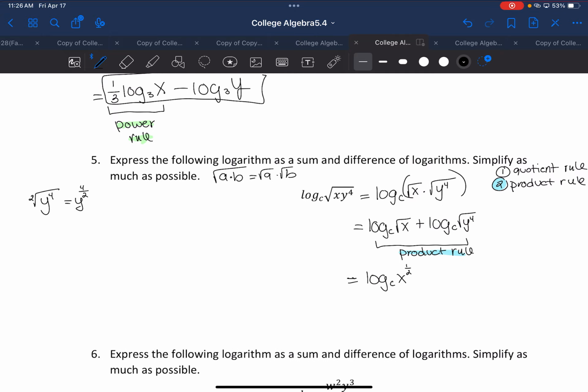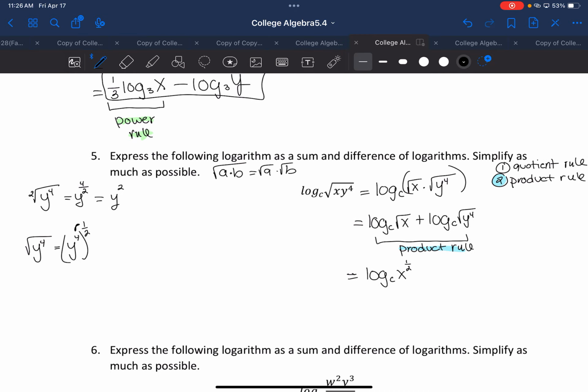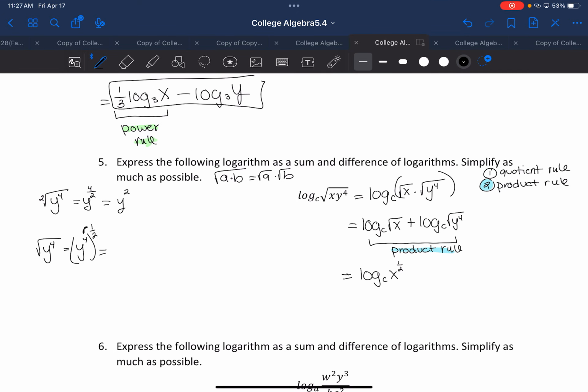Right? And 4 over 2 is just equal to 2. 4 divided by 2 is 2. So this is equal to y squared. Or you can think of it as this is the square root of y to the fourth. So, well, all of that would just be raised to the 1/2 power, the y to the fourth. But now this is a power to a power, so you need to multiply those. And 4 times 1/2 is 2. 1/2 of 4 is 2. So either way, if you want to directly use the formula, I mean, you're kind of using the formula in both cases.